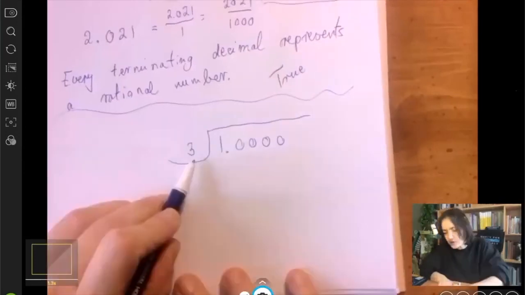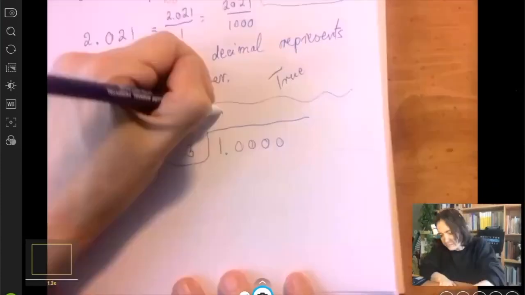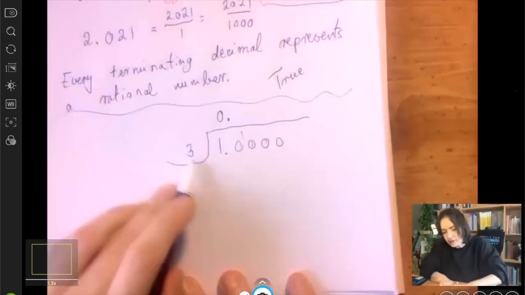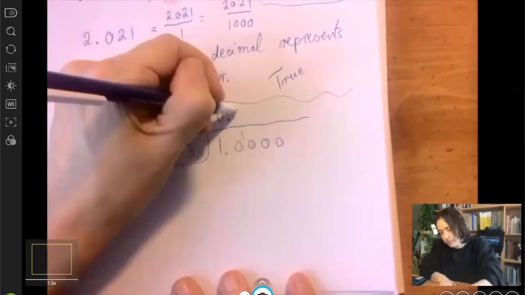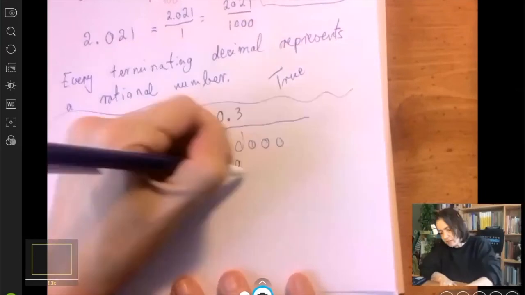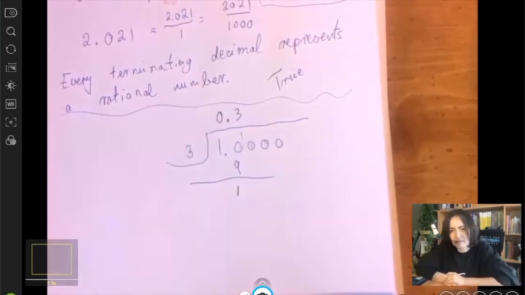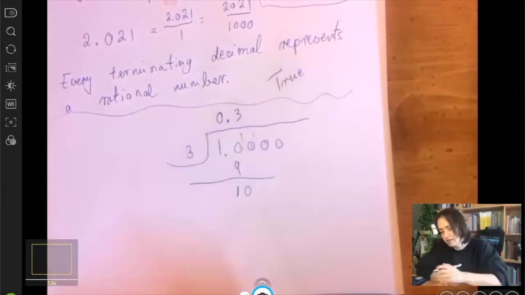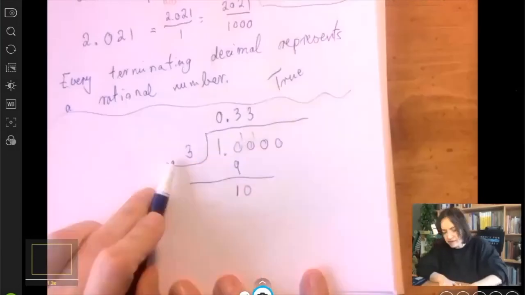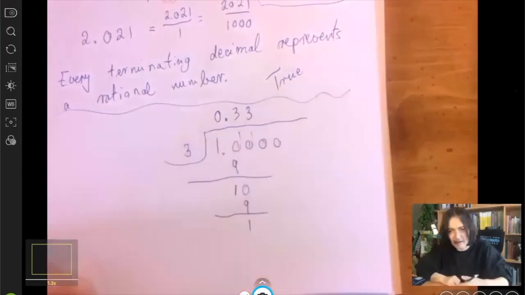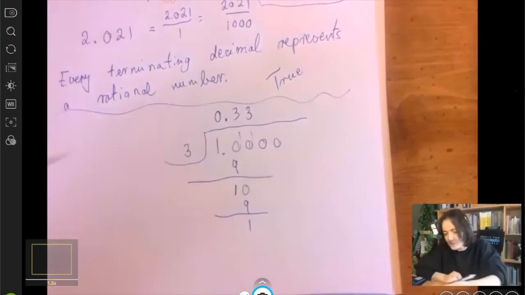So 3 goes into 1, not at all. But 3 goes into 10 3 times, because 3 times 3 is 9. We write down that quotient, we subtract. 10 minus 9 is 1. Bring down the 0 again. 10 divided by 3 is 3. 3 times 3 is 9. We subtract. 10 minus 9 is 1. You see, it's kind of a claustrophobic experience. We're just going to loop. It just goes on and on and on and on.